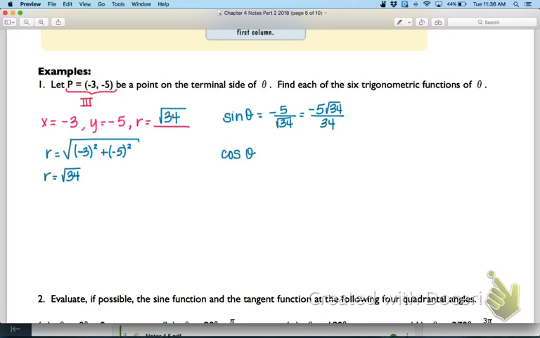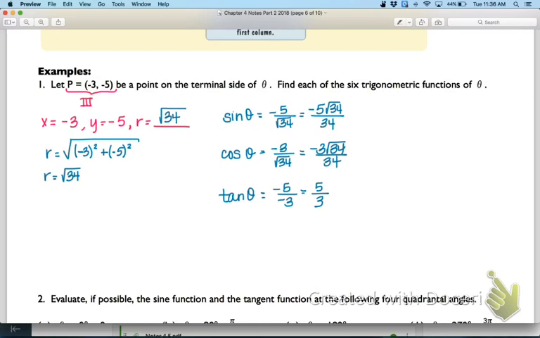The cosine of theta is going to be -3 over the square root of 34, which is -3 root 34 over 34. And the tangent does not change, like the length of the radius does not affect the tangent. And so it's y over x, just like it has always been, which is -5 over -3. Negative divided by negative is a positive, so we get 5/3.